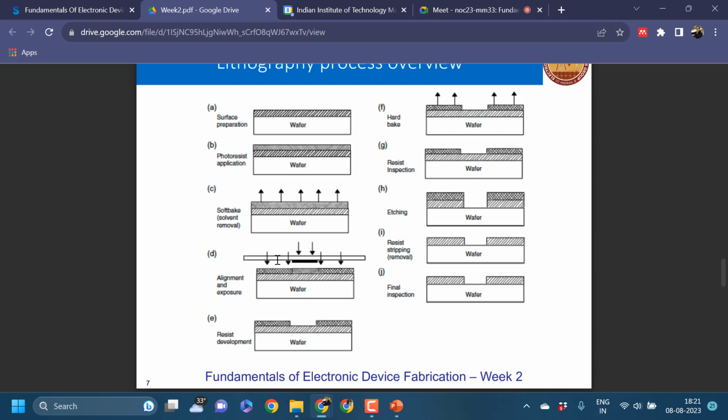So basically photoresist is a light sensitive material which is deposited on top of your sample or wafer. In photoresist itself there are two types. One is a positive photoresist and one is a negative photoresist. So can anybody tell me what is the distinction between these two?